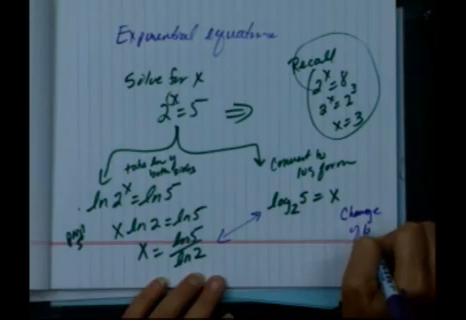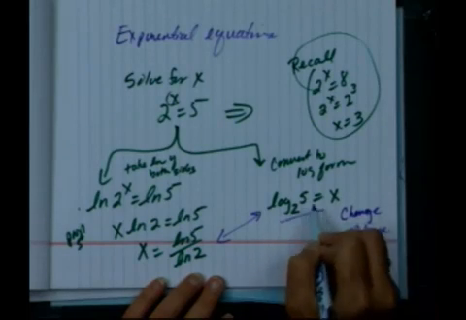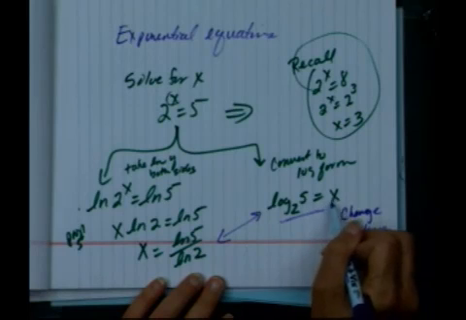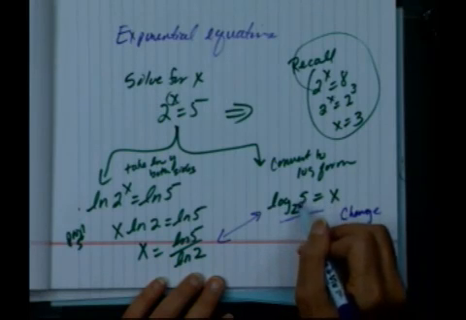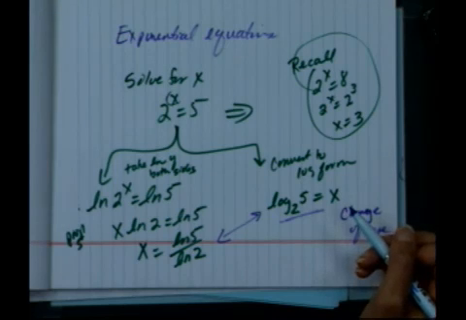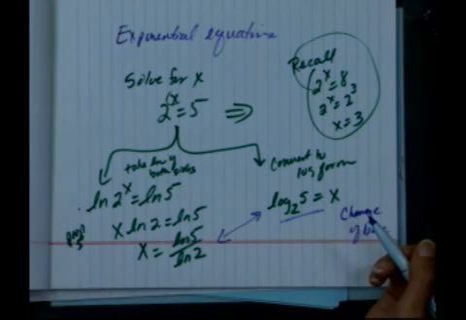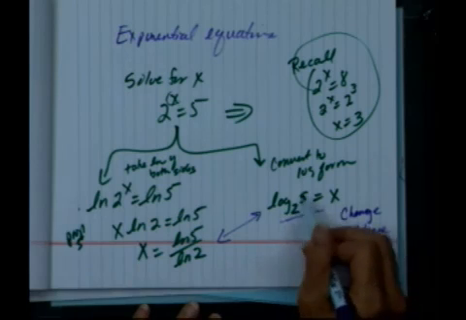Change of base. Now, I just want to tell you, this is fine. This answer, x equals log to the base 2 of 5, is perfectly great unless the instructions say you must write it in terms of natural log or you must write it in terms of common log. This is a perfectly great answer.